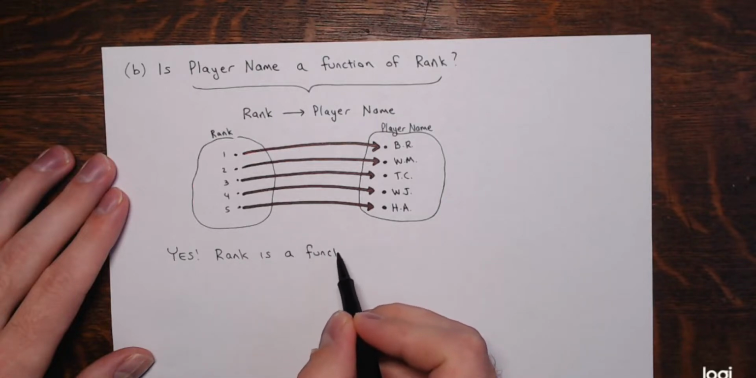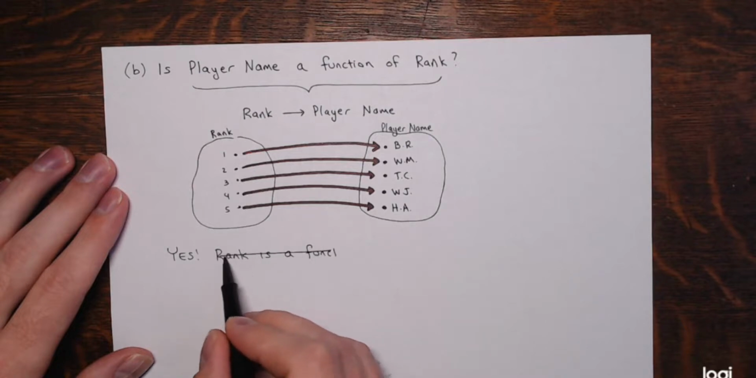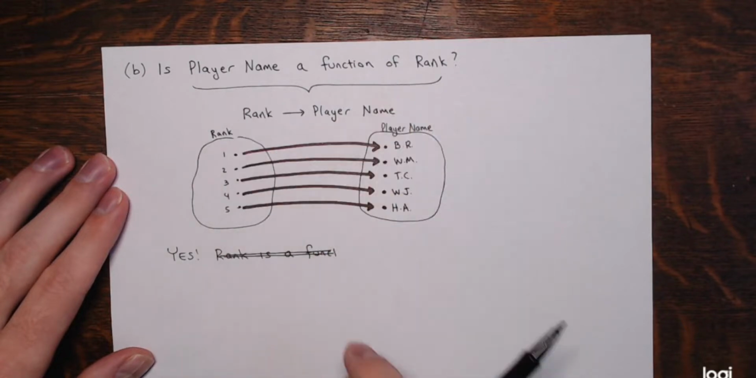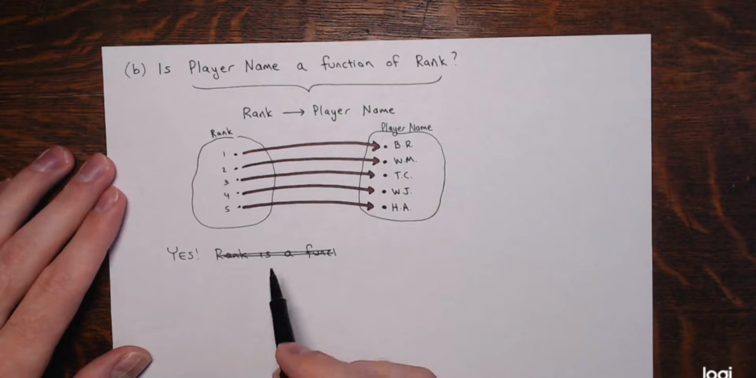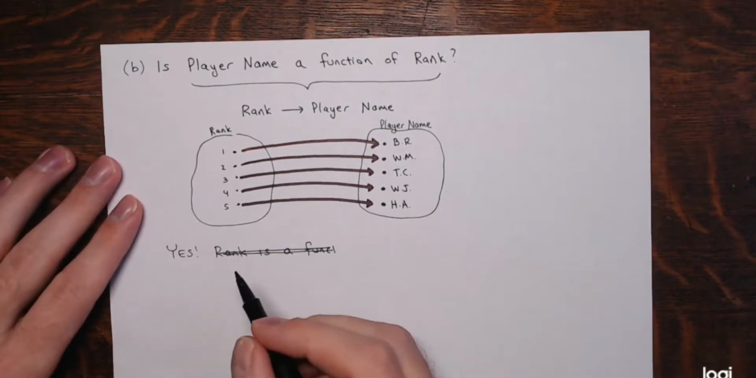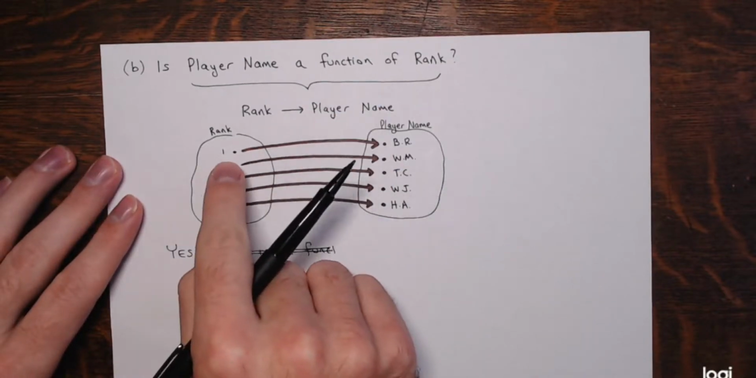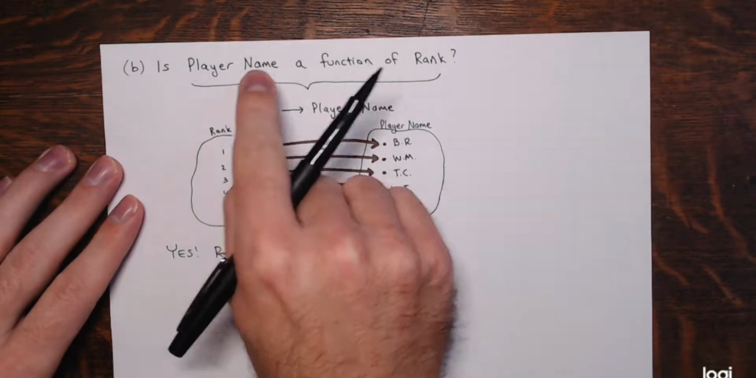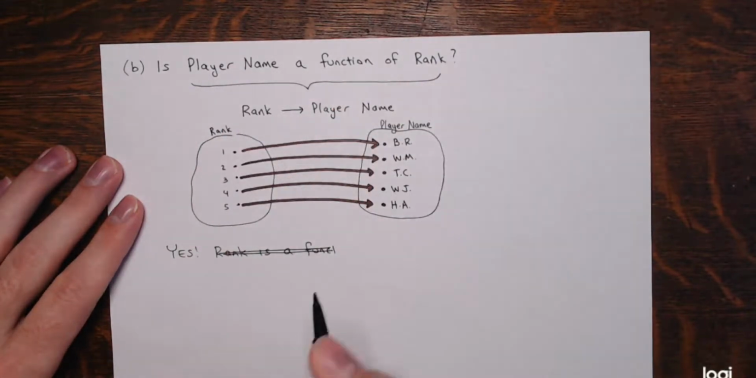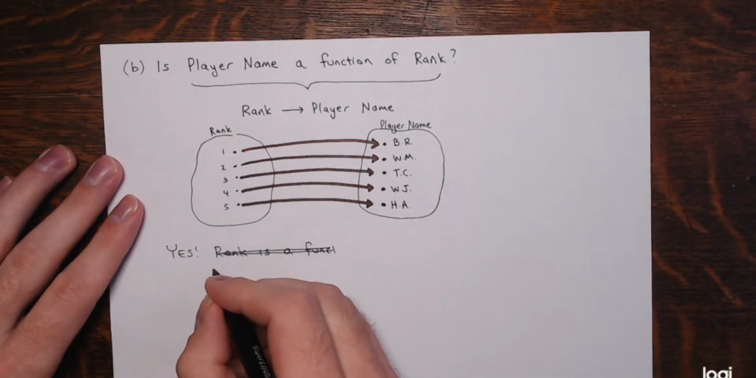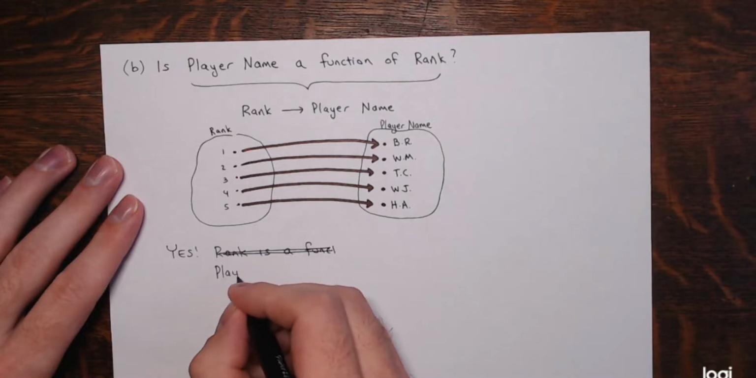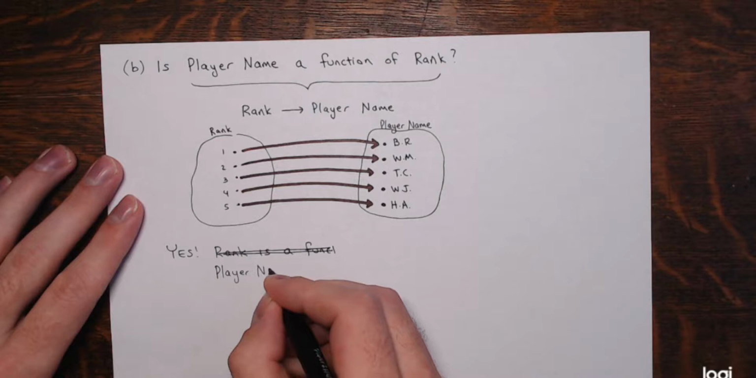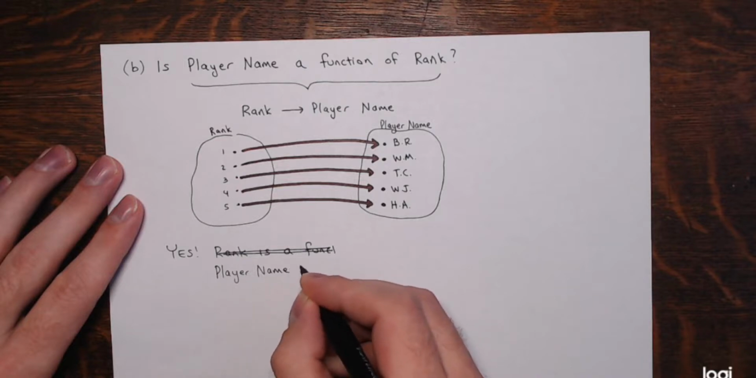Oh, sorry, the other way around. I apologize. I was thinking of part A again. It's because every rank pairs with exactly one player name. You would say that player name is a function of rank. My apologies, I messed that up. Yes, player name is a function of rank.